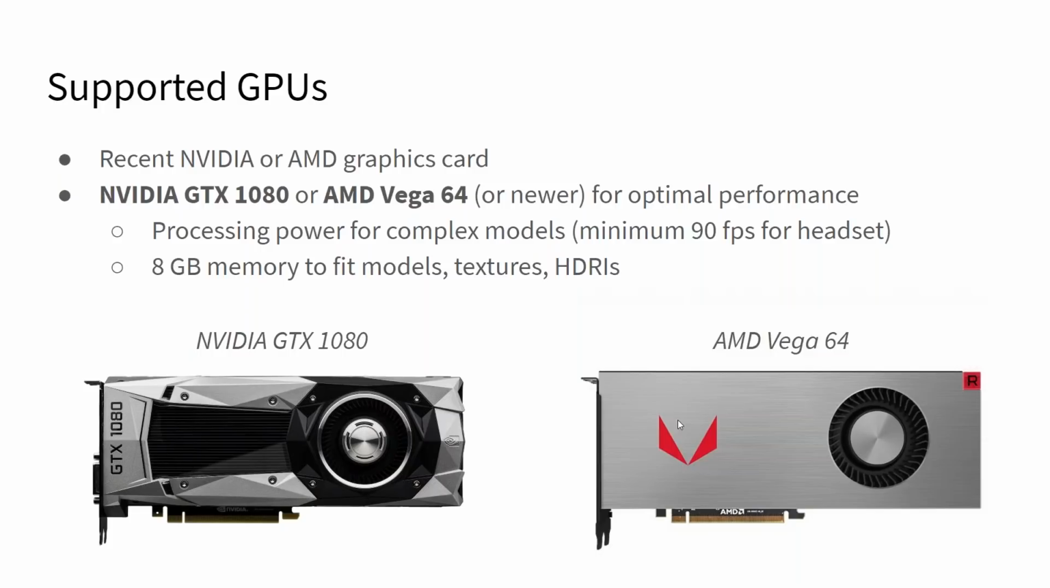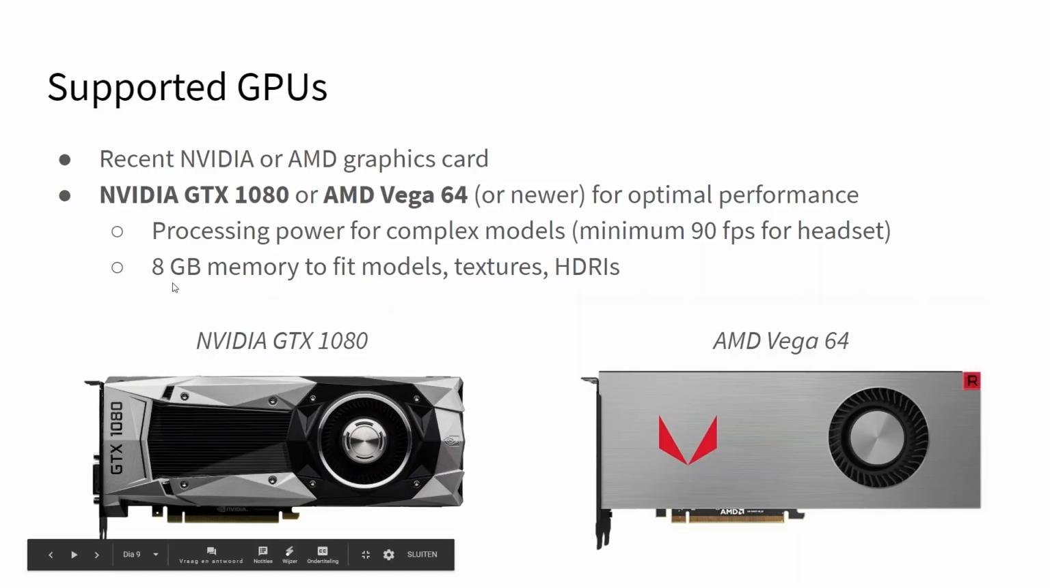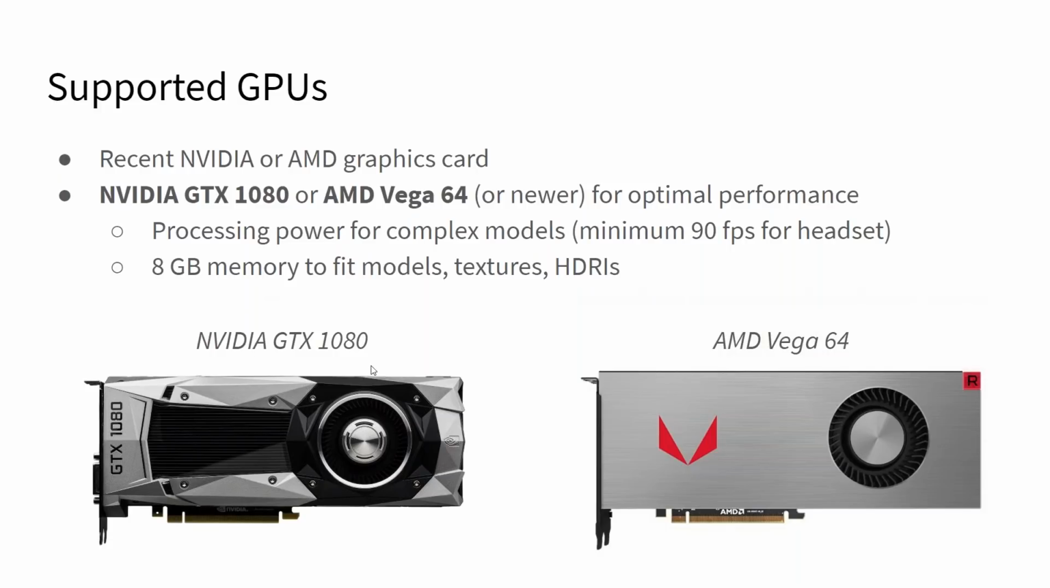The reason why you need such a relatively powerful graphics card is that you need the processing power for the complex models, because models can get heavy, and with millions of triangles, you need a beefy graphics card to handle those models and to present them with 90 frames per second, which is really required for the best experience. Another reason why you may want to consider a higher end graphics card is because they tend to have more memory available. For instance, these two cards, the NVIDIA GTX 1080 and the AMD Vega 64, both have 8 gigabytes of memory. So you can actually fit quite a lot of models, textures, HDRIs, etc. into the memory.